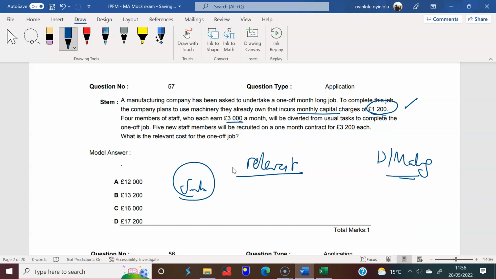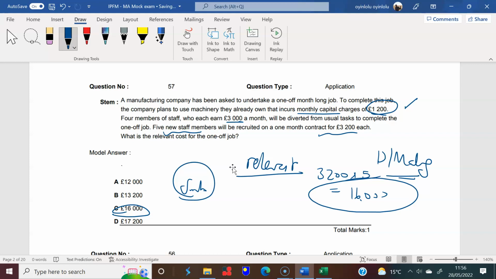They earned this. But you can see the future issue here is that you will need to go ahead and recruit 5 new members of staff, which is equal to £16,000. So the only relevant cost here is your relevant cost of £16,000. Yeah, and that's your answer there, 16,000.